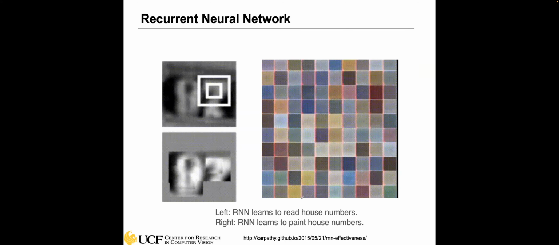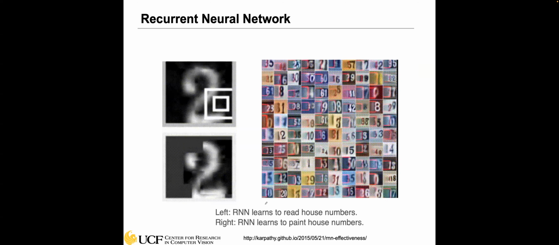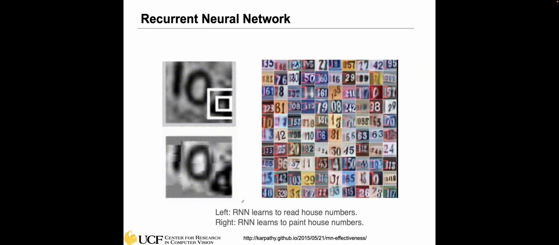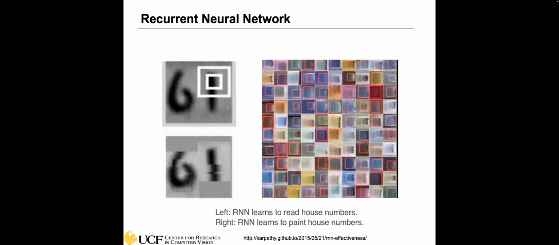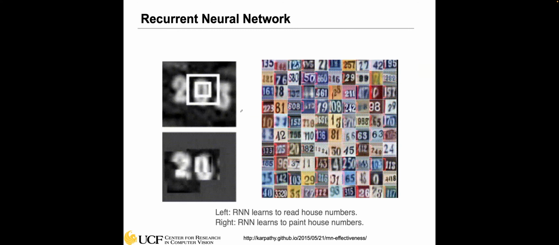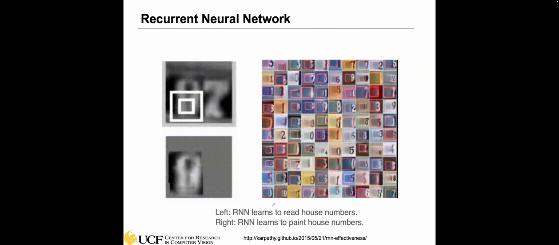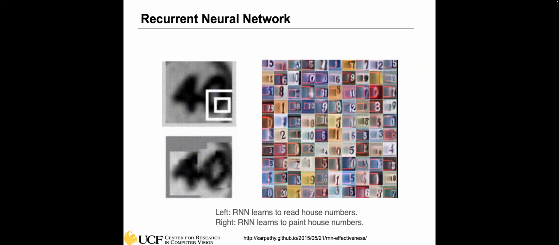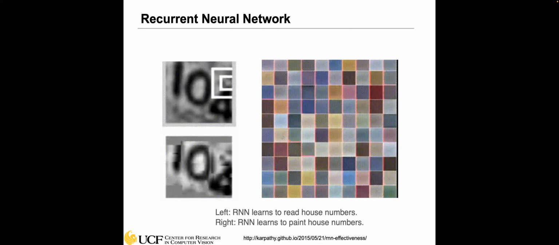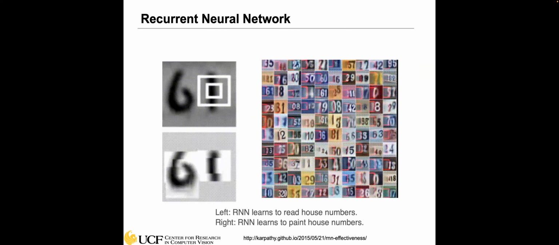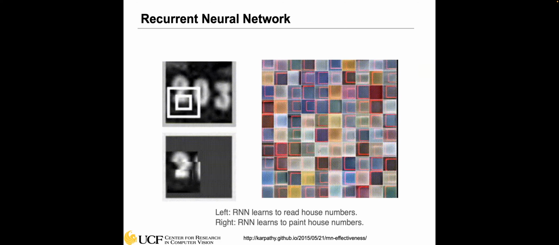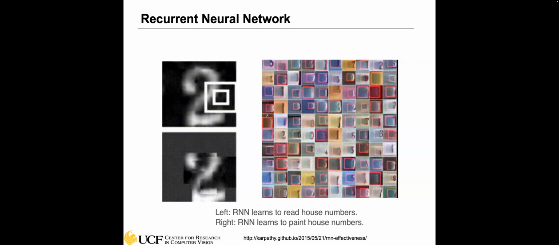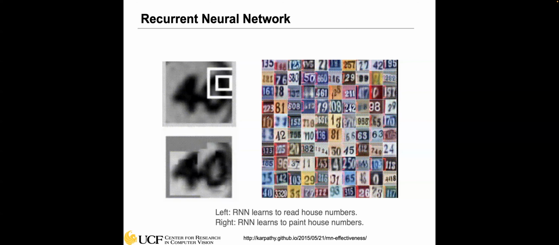Here are some examples in terms of image processing. On the left, we can use a recurrent neural network to read house numbers, to recognize the digits in the house number image. On the right, the recurrent neural network is also able to do image inpainting, which means it is able to generate the missing part of an image by examining the existing part in a sequence.